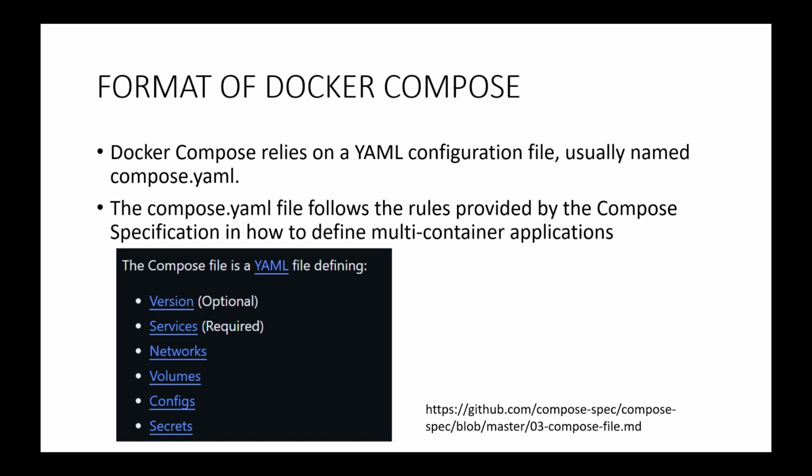Next, this is the format of Docker Compose. According to the documentation, Docker Compose relies on a YAML configuration file, usually named compose.yaml. The compose.yaml file follows the rules provided by the Compose specification for defining multi-container applications. The Compose file defines version, services, which is required, networks, volumes, configs, and secrets. Here is the source where I took all the information for the slide.